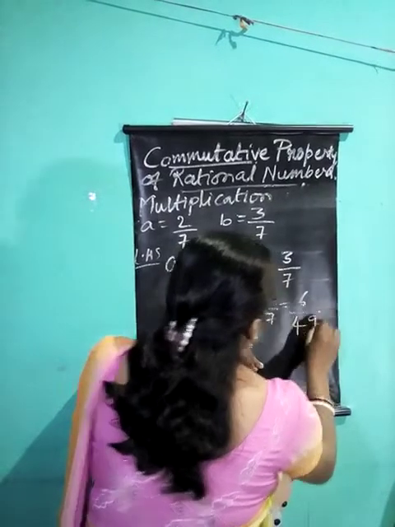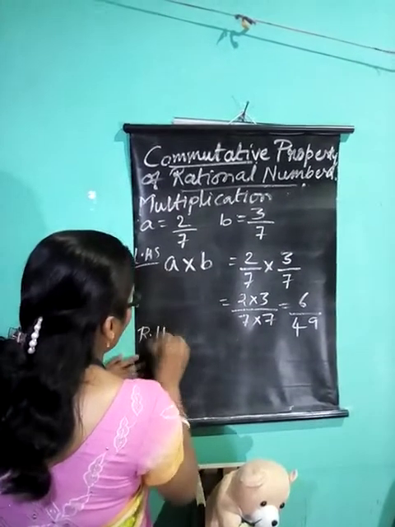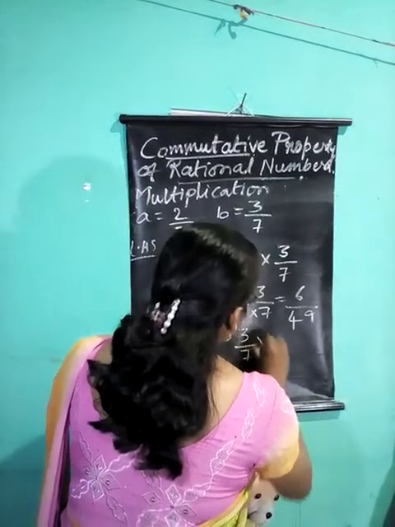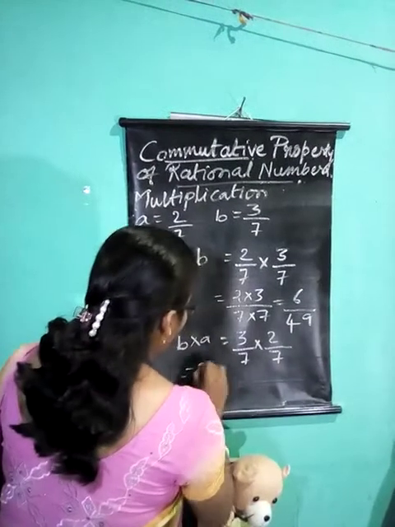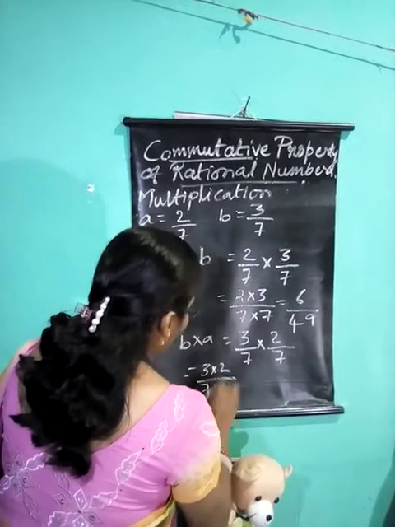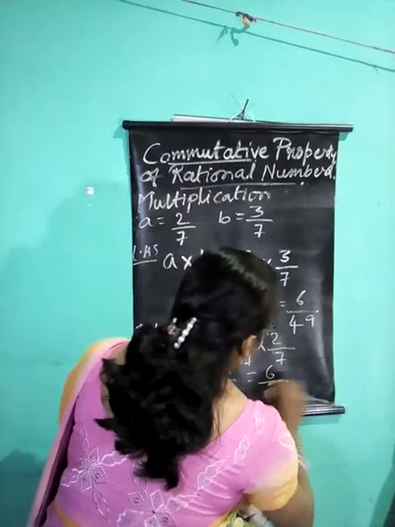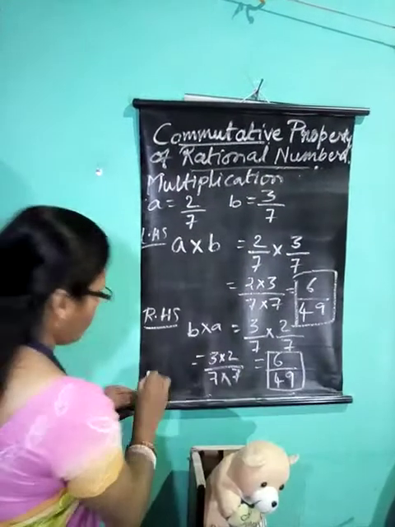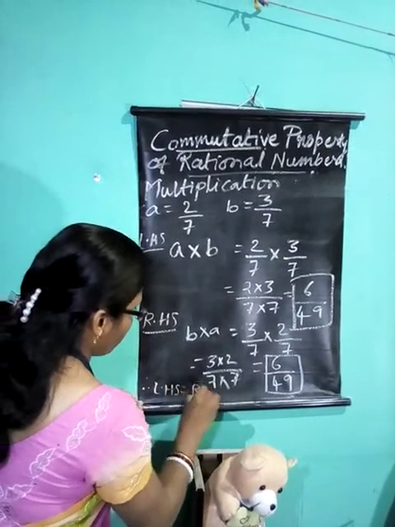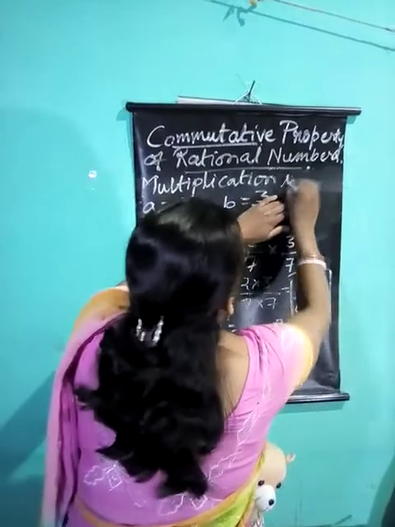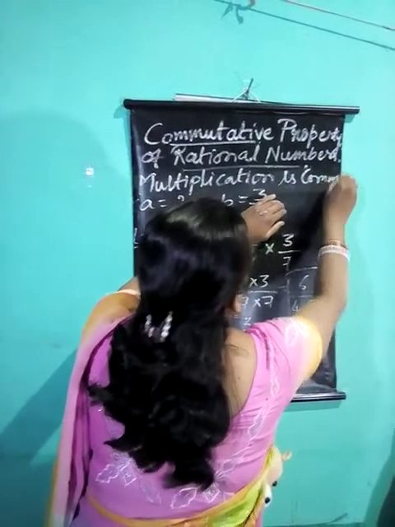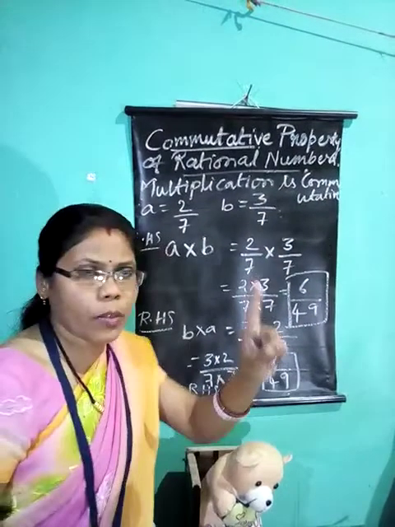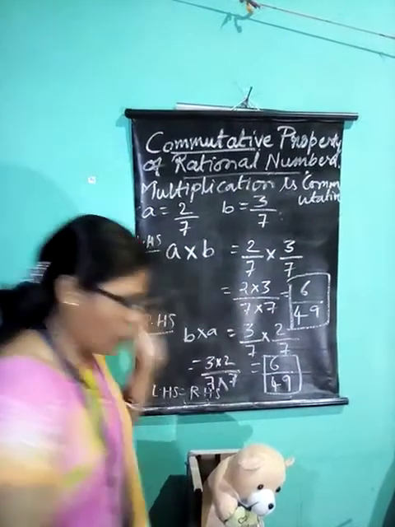by 49. Now next RHS, you have B into A, that is B is your 3 by 7 into 2 by 7. You get 3 into 2 by 7 into 7. You have it as 6 by 49. So these two both are the same, 6 by 49 and 6 by 49. Therefore LHS is equal to RHS. Hence you can write multiplication is commutative for rational numbers. So addition is commutative, subtraction is not commutative, multiplication is commutative.